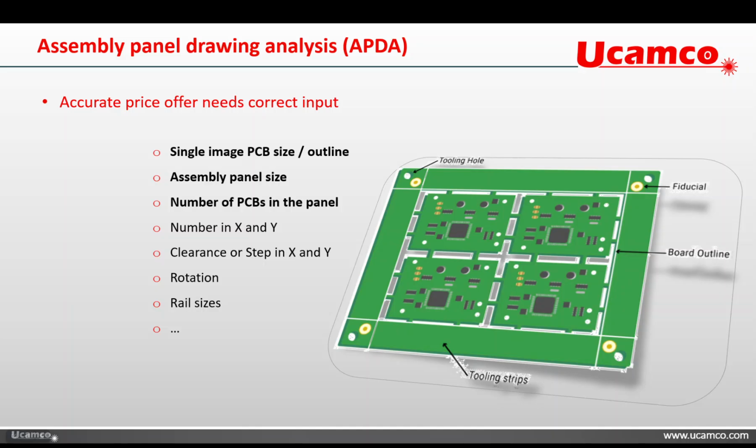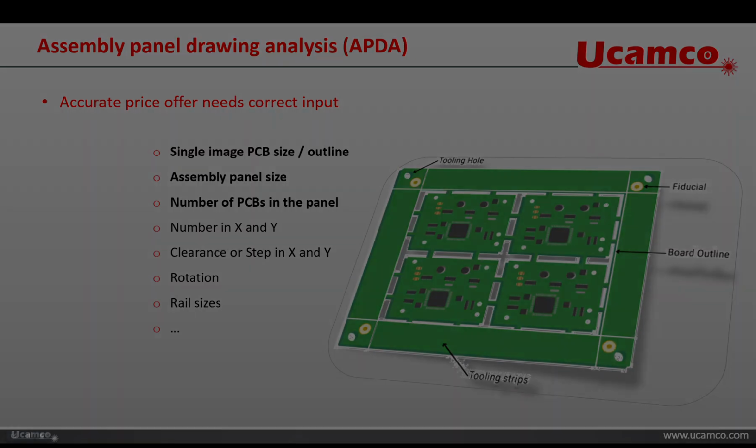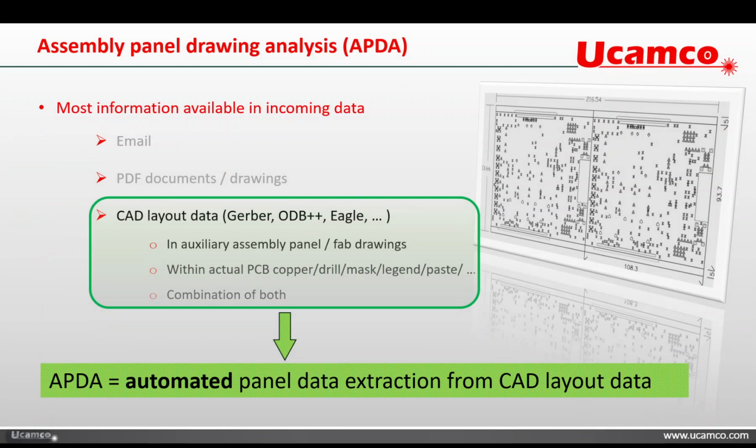The same is true probably of the rotation, whether there are any rotated images in the assembly panel, and the rail sizes, as long as you know what the final panel dimension is. Rail sizes too are probably not that critical, but still.